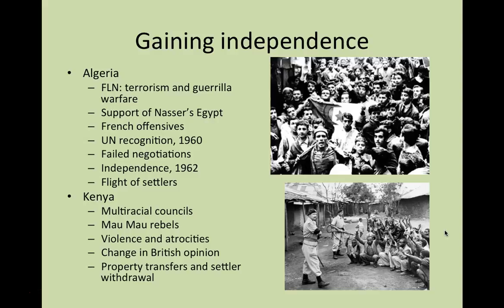and so they ended up perpetuating the systems of exploitation that had existed under colonial rule, and post-colonial Kenya was very much a divided country on lines of wealth and class.